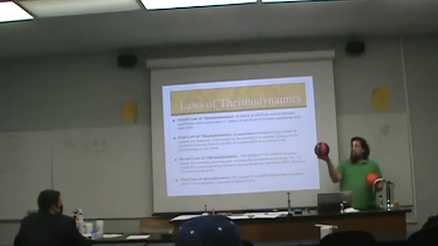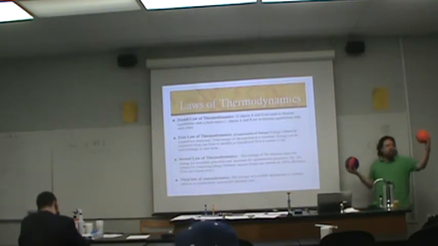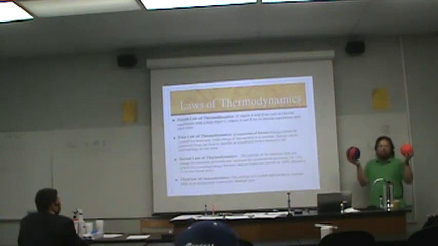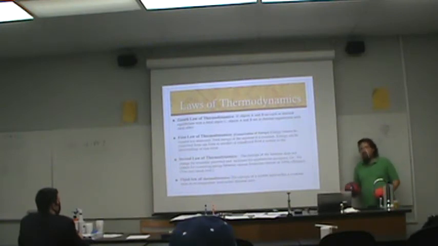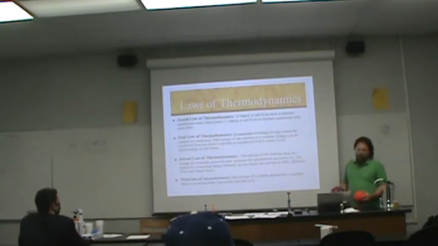If the basketball and I are at the same temperature, then we are in thermal equilibrium. If the foam ball and I are at the same temperature, we are in thermal equilibrium. If each of these objects is at the same temperature as me, then the two balls must be at the same temperature as each other. If A equals C and B equals C, then A equals B. It's the same thing as the commutative law in mathematics, it's just applying to temperature.